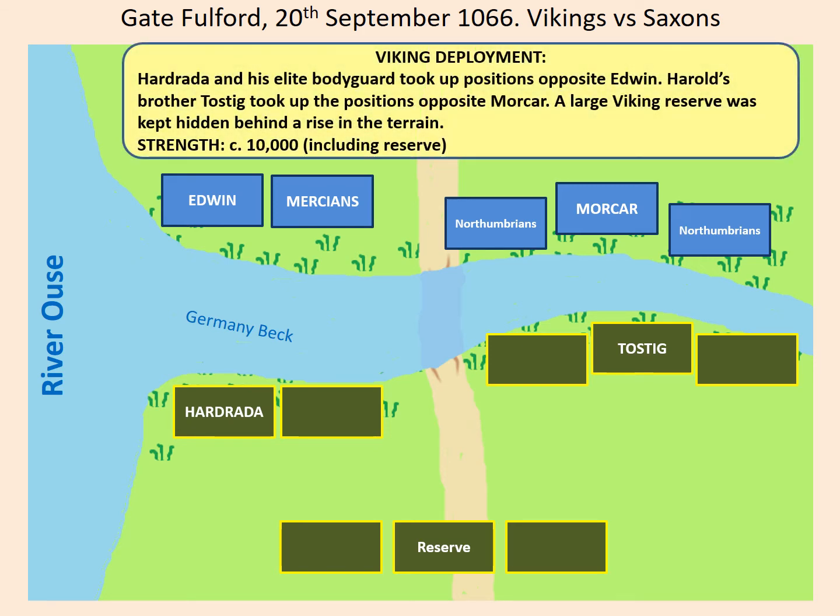So the Viking deployment worked like this. Hardrada and his elite bodyguard took up positions opposite Edwin, nearest the River Ouse. Harold's brother Tostig took up the positions opposite Morcar. A large Viking reserve was kept hidden behind a rise in the terrain. So their strength, including that reserve, numbered 10,000 men. That's right, they vastly outnumbered Morcar and Edwin, but they weren't prepared to risk all of their men at once. After all, this was the entire Viking army, and they couldn't exactly nip back to Norway to get some reinforcements.